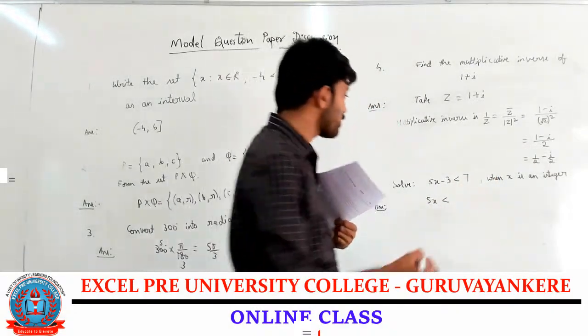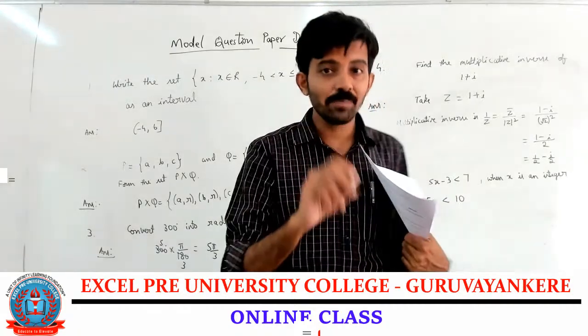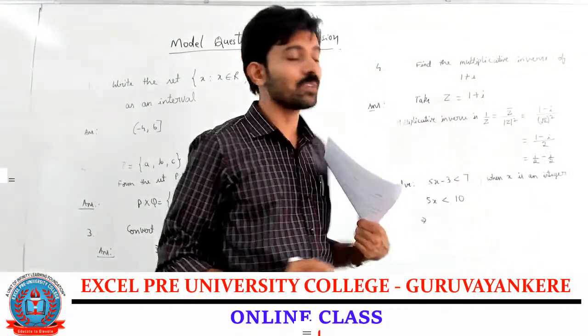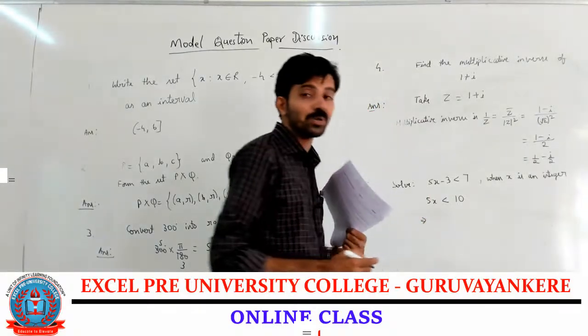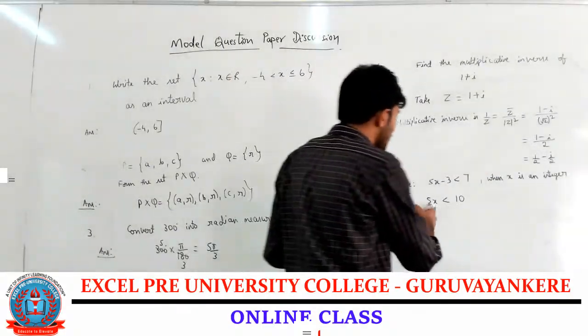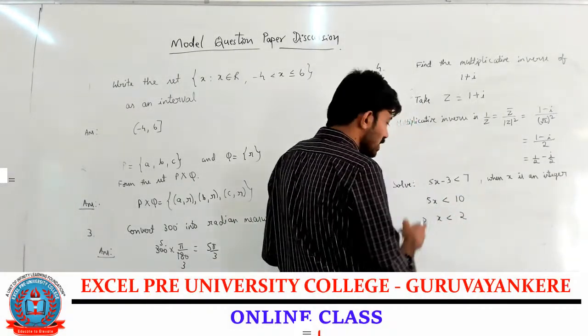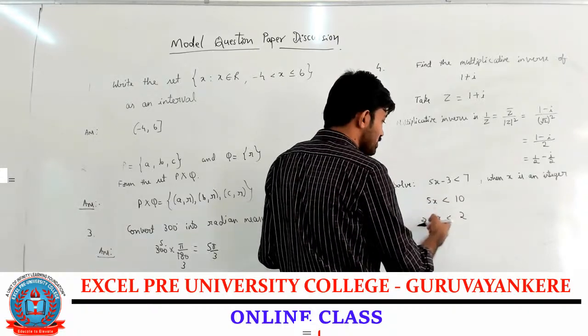7 plus 3 is 10. Divide by 5. Dividing by 5 on both sides of the inequality does not change the sign because 5 is a positive number. If you are dividing by a negative number, the inequality sign reverses. We are dividing by a positive number, so divide by 5. So x is less than 2.